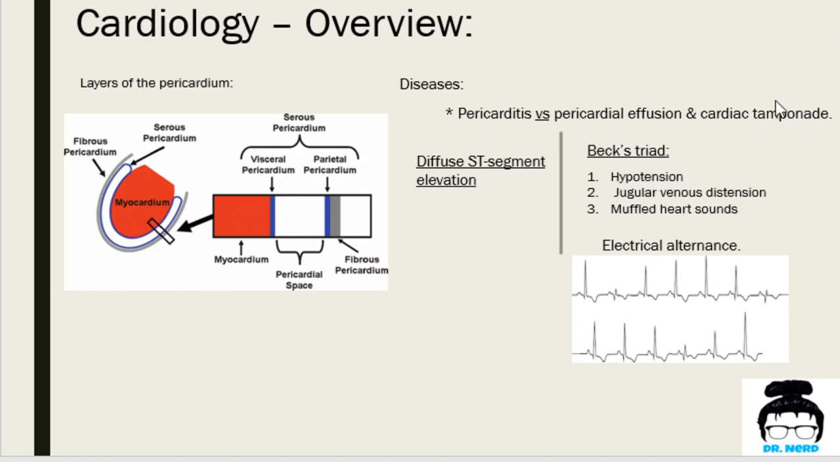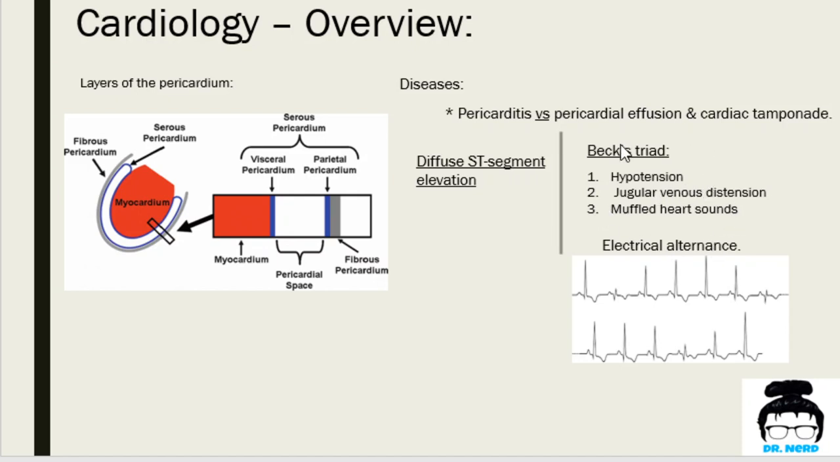For cardiac tamponade, what is cardiac tamponade? It is a severely increased amount of fluid in the pericardial space. Severely increased, so that it creates pressure that the muscle of the heart can no longer pump. And it could be seen in severe pericarditis or in perforation of one of the heart walls. And it could be detected by this sign, Beck's triad. So, hypotension, jugular venous distension or increased jugular venous pressure, and muffled heart sounds.